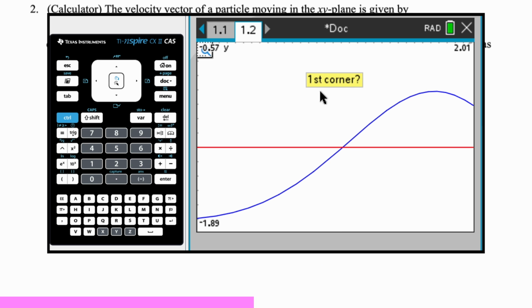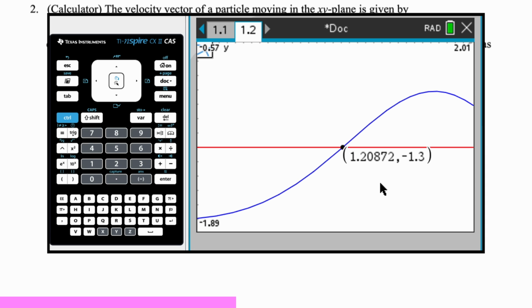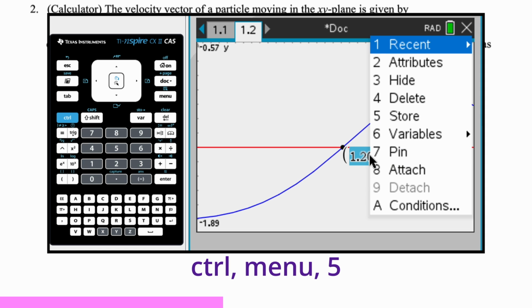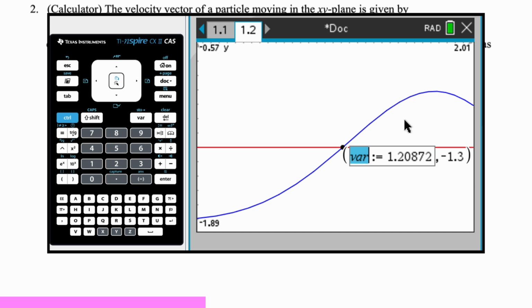This is the first time that we hit negative 1.3. I'm going to try to find the intersection. Menu 8, 1, 4. Sometimes the calculator struggles with this because I had defined an accumulation. Not this time. Occasionally that will happen though. I'm going to store this. So press escape, arrow over it, control menu. I can't show it on the emulator, but that's where we would do this. Control is the blue key and then menu is the menu key. Option 5 for store. I'm going to store this as, I don't know, A, I guess. Okay, so that's the first time that the y coordinate is negative 1.3.